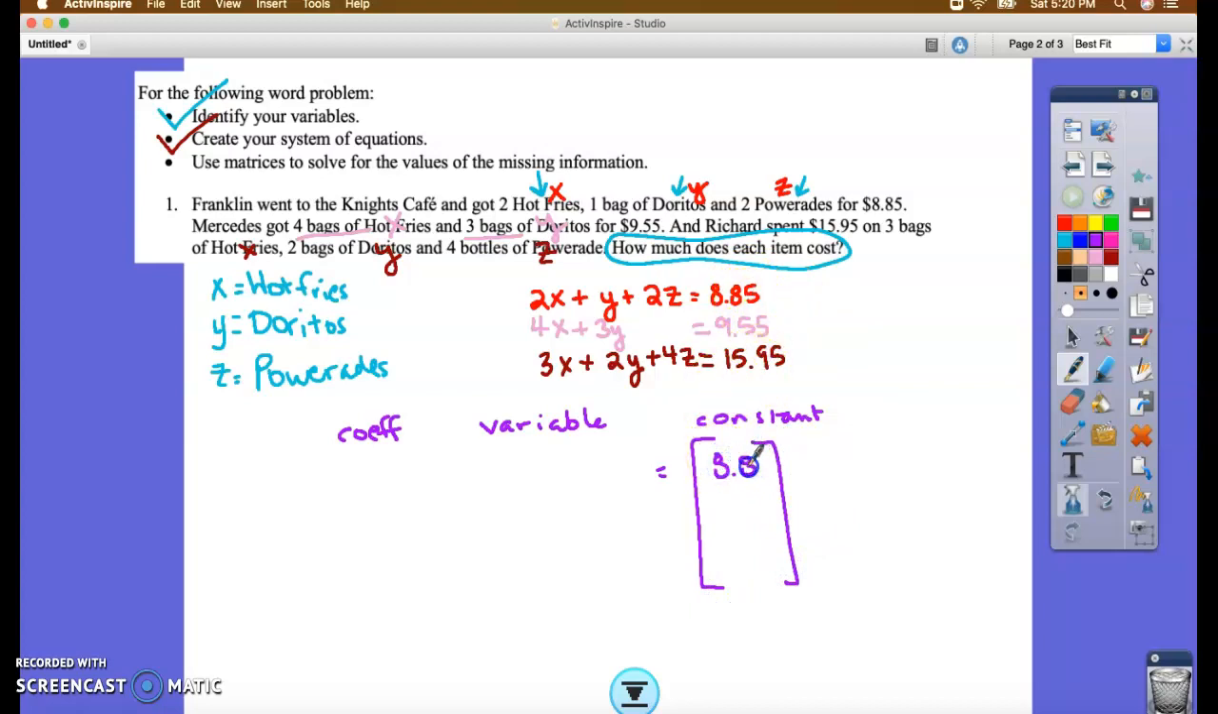So 8.85. Please double and triple check your numbers just to make sure they're correct, because if you are not putting the right numbers down, one little error will cost you all the accuracy points. Variable matrix is tiny. It's a nice little column. And coefficient is the big guy. So let's go through. Franklin's coefficients are 2, 1, 2.